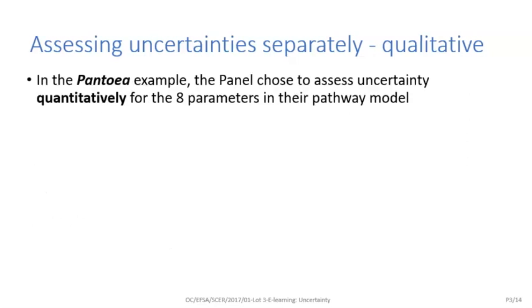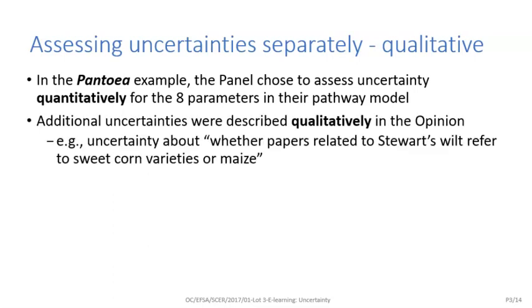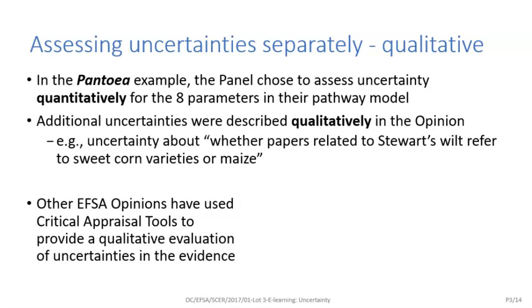In the Pantoea example, the panel chose to assess uncertainty quantitatively for the 8 parameters in their pathway model. Additional uncertainties were described qualitatively in the opinion. For example, uncertainty about whether papers related to Stewart's wilt refer to sweet corn varieties or maize.